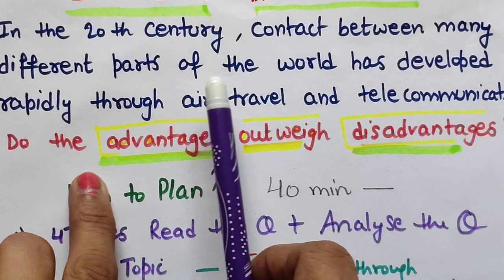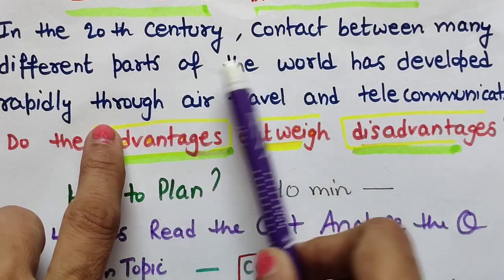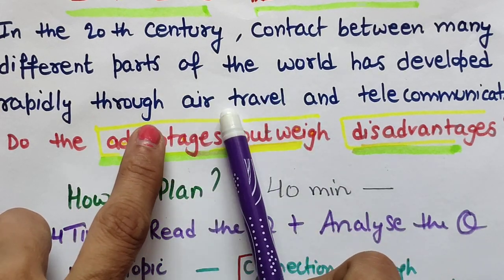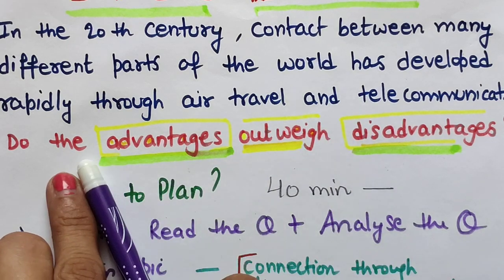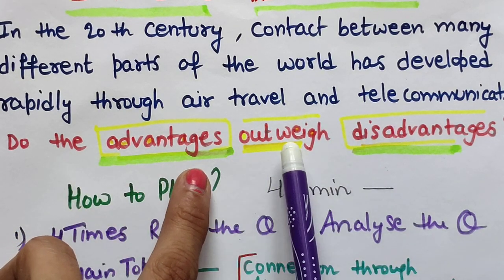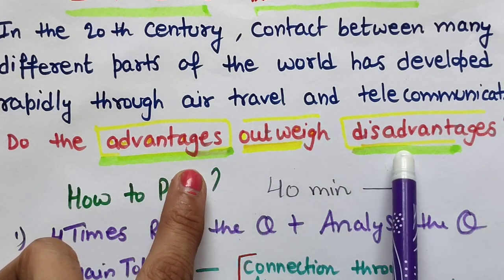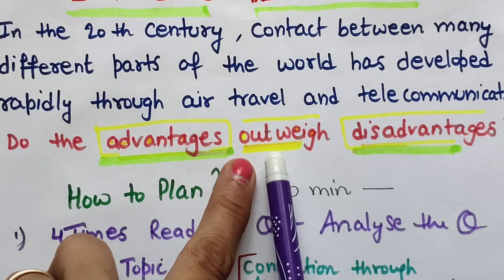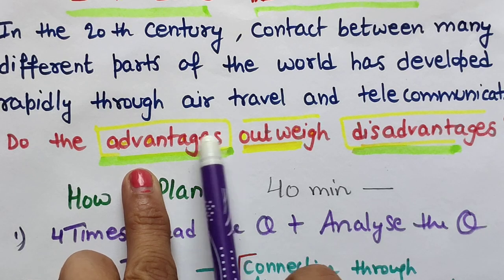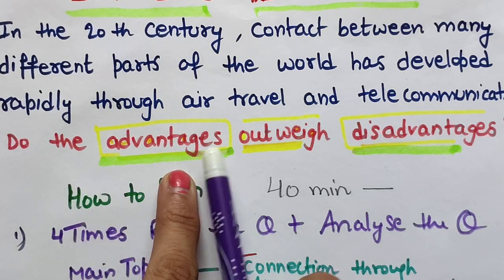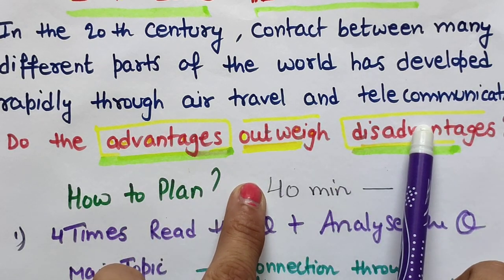So the examiner is saying that in the 20th century, the relationship between different parts of the world has developed only because of this and this. So we are not going to agree or disagree. The question here is, do the advantages outweigh disadvantages? It means you need to write advantages also, disadvantages also, but there is one word between these two. It is not 'and'. If it is given, discuss what are the advantages and disadvantages, it means you have to write advantages also, disadvantages also.